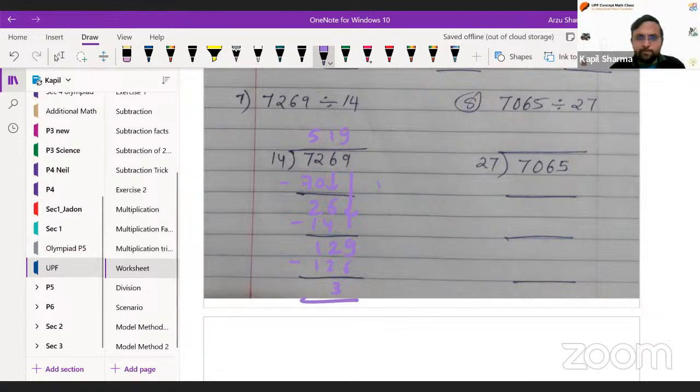Okay, Yashika. This looks fine. So 27 times 2 is 54. So remainder is 16. Then, okay, Swastik. Good. Now 27 times 6 is 162. So 4 and 5. So 27 times 1. Okay, great.